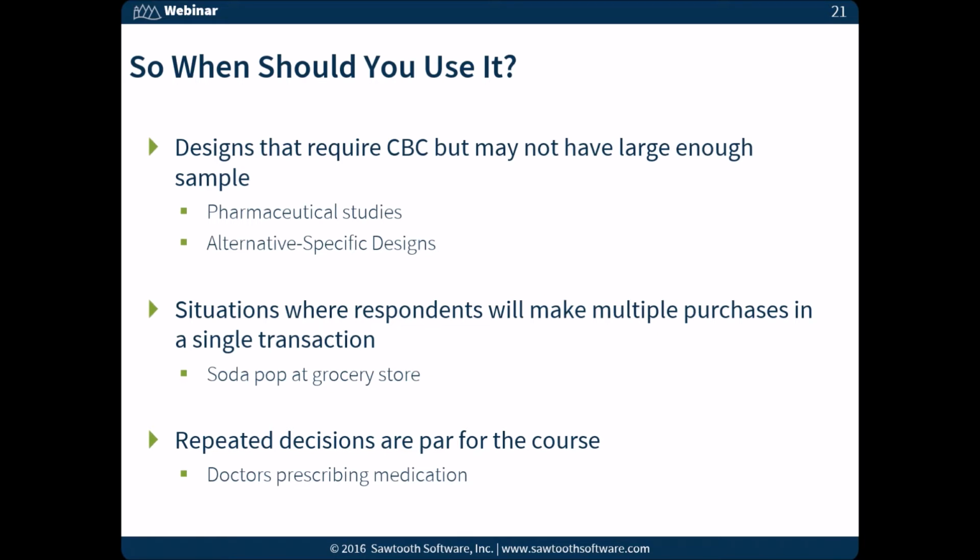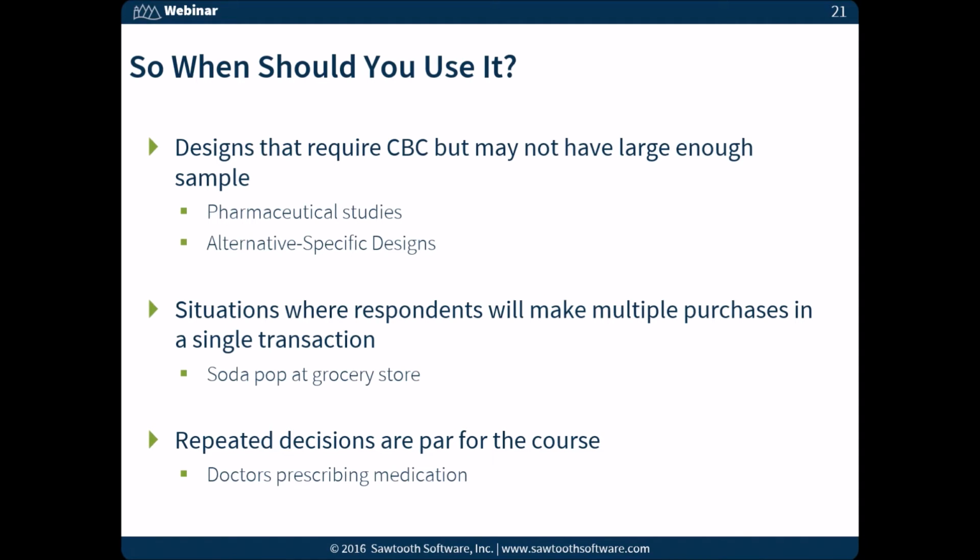There are also situations where respondents are going to make multiple purchases in a single transaction. So an example, again, we talked about soda pop at the grocery store. Depending on your family composition or what you're purchasing for that week, you may be buying multiple different purchases in one transaction. And so by forcing them to only choose one, we really can't represent those multiple purchases.